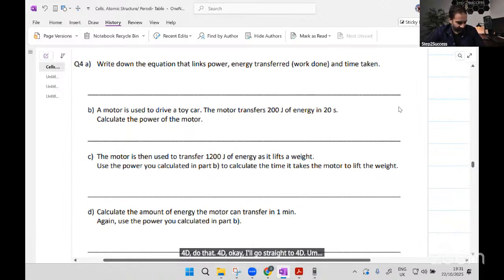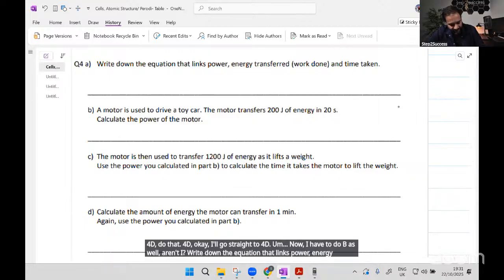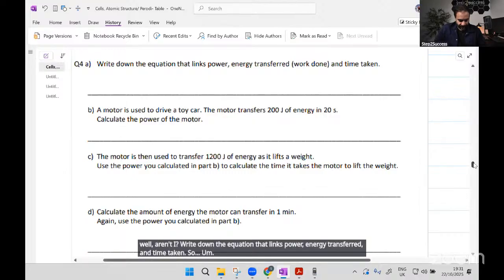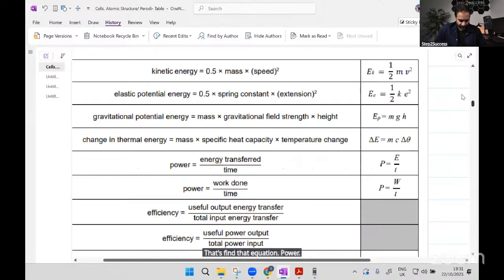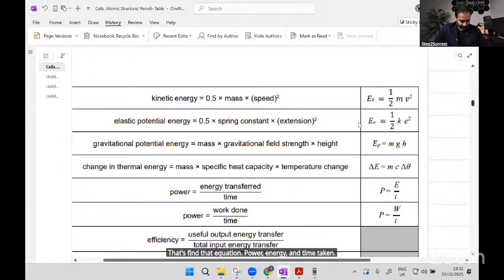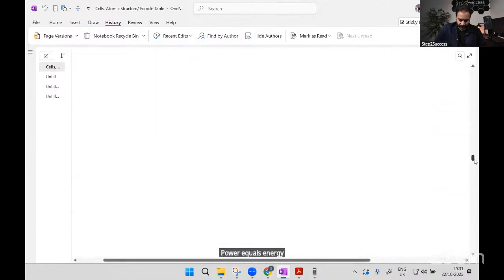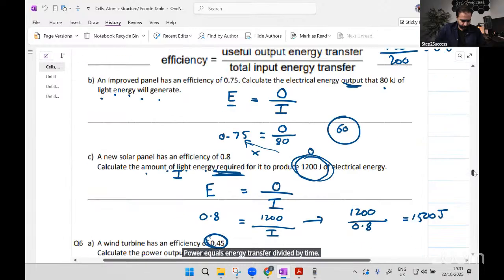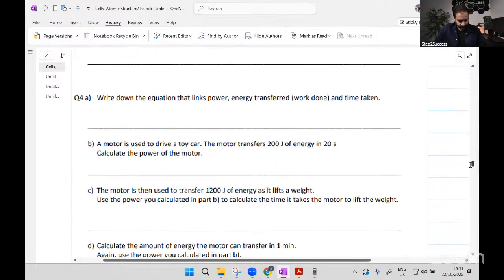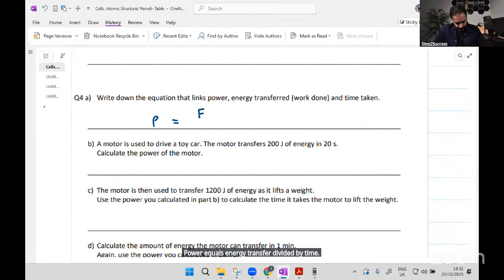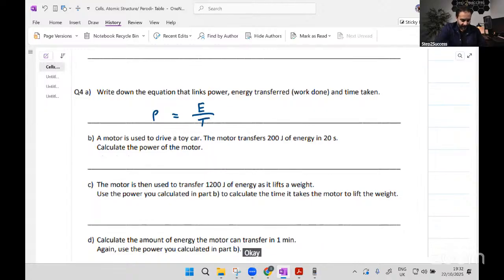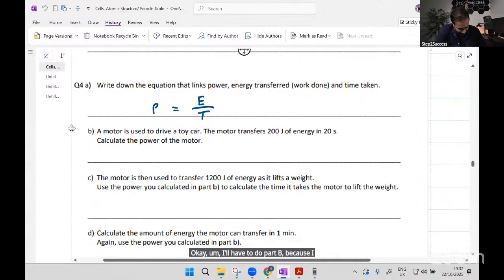Oh, I have to do B as well, aren't I? Write down the equation that links power, energy transferred, and time taken. So, let's find that equation. Power, energy, and time taken. There. Power equals energy transferred divided by time. Okay. I'll have to do part B because I can't do D without it.